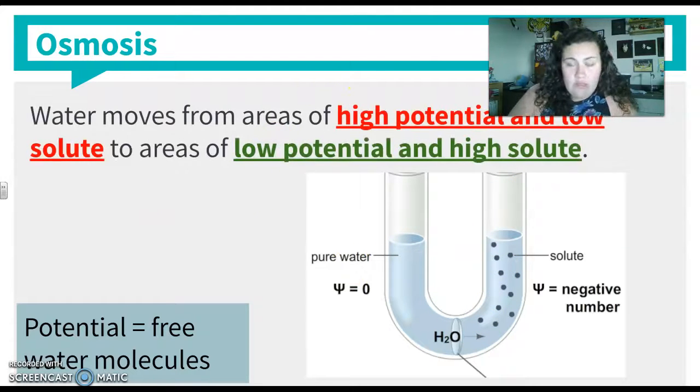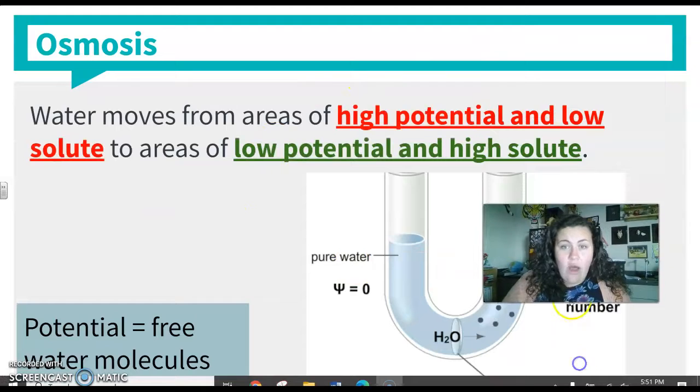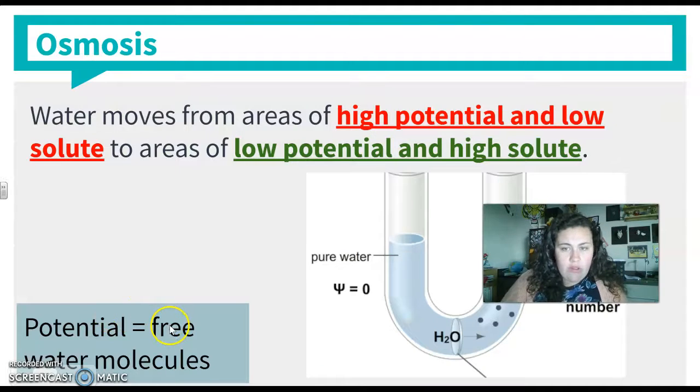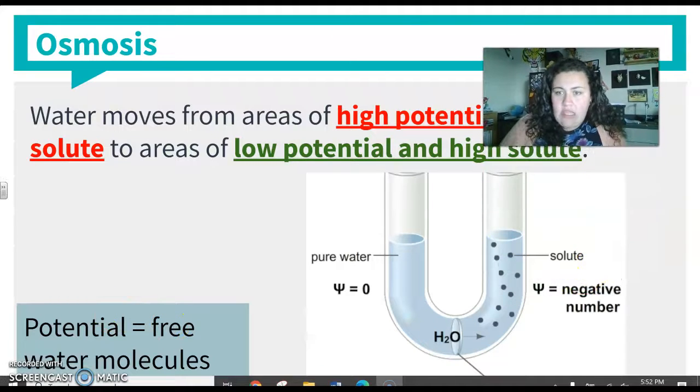So the fancy way to say that is water moves from areas of high potential and low solute to areas of low potential and high solute. Okay, so potential is just the way that we say free water molecules. Okay, so over here on the left side of this membrane, they have like a big U-tube.